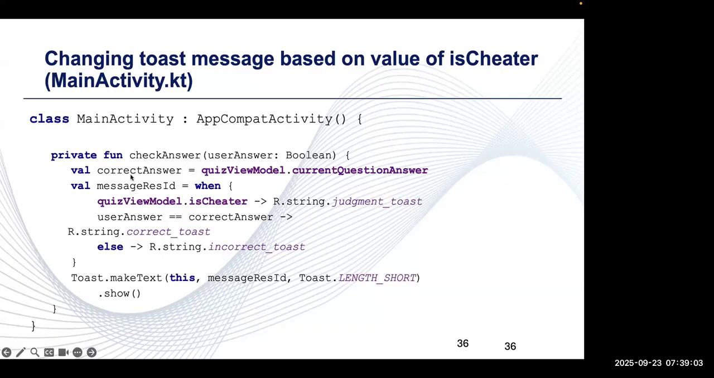In here, we're going to go ahead and display the correct answer, and all we have to do is call the quiz view model dot current question answer. And what we're going to get also is a message ID. So this is pretty much displaying a toast to let them know, a judgment toast is what it's called, to say, you know, it's not good to cheat, pretty much. So all this to say that.